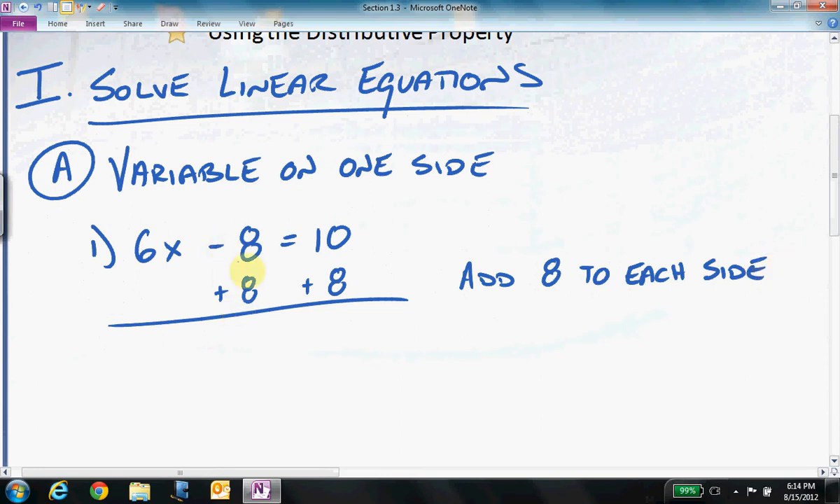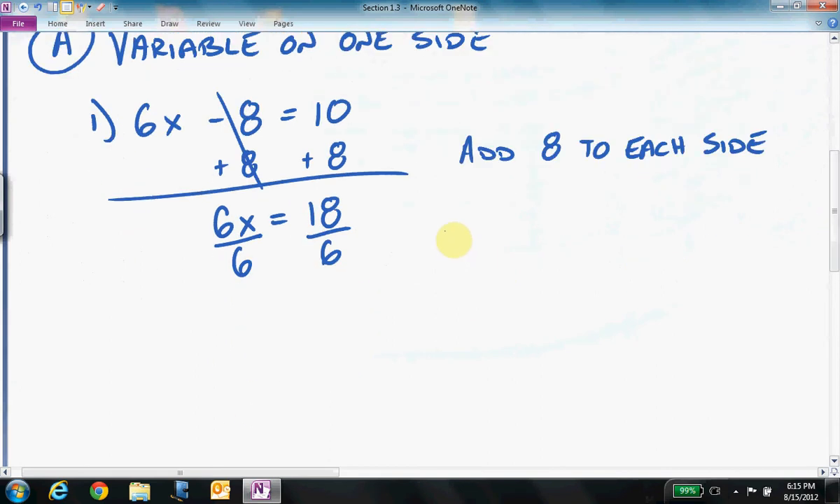So negative 8 plus 8 is going to give us 0. That's what we want. We're starting to cancel away all the numbers that are on the same side as that variable. So I'm left with 6x equals 10 plus 8 gives me 18. So I've got 6x equals 18. I can see the 6 is attached to the x through multiplication. To get rid of it, we have to do the opposite operation. The opposite of multiplication is division. So I'm going to divide both sides by 6.